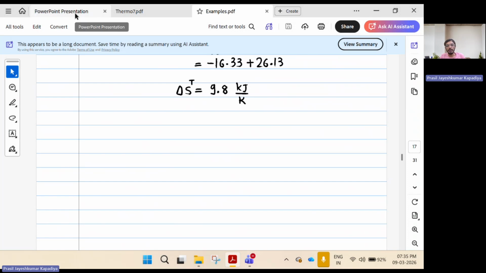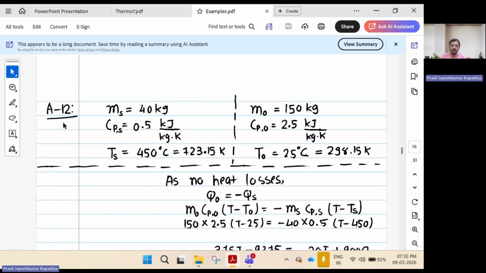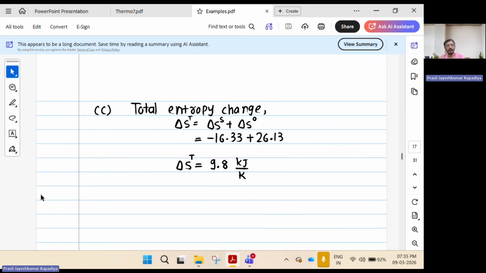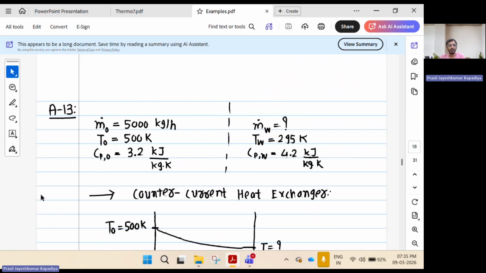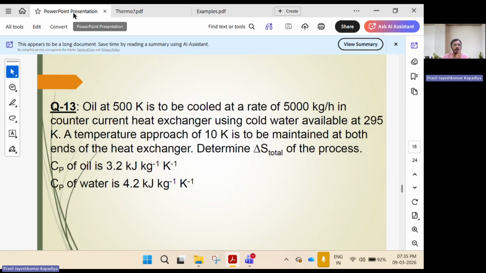Okay, so this was one problem where we learned how to use this very basic thing that you know. We learned the heat balance equation, how to use it, and we applied it to find the entropy change. Okay, next problem. Similar problem we have here, but in some different manner.